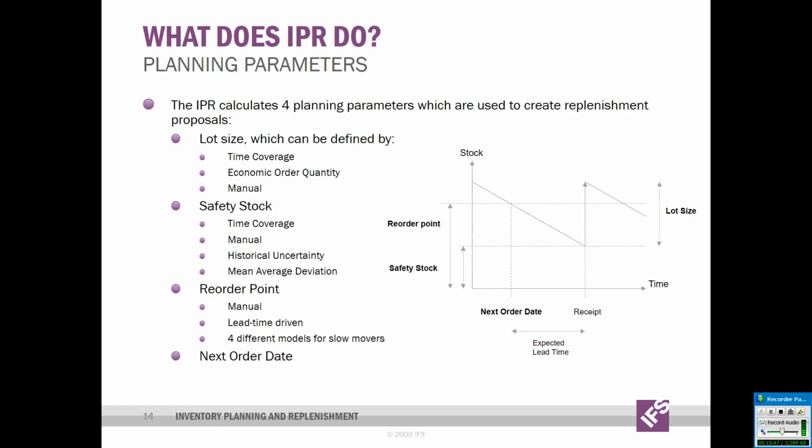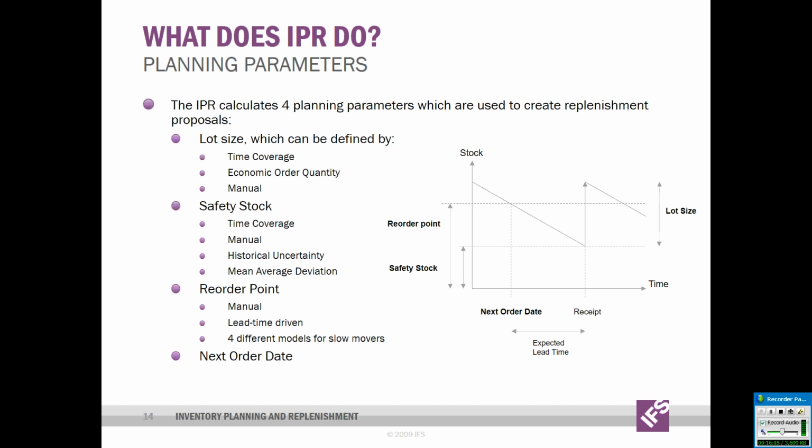So we have four factors that we're looking at. Lot size can be defined by time coverage. Is anybody using MRP code G or planning code G?